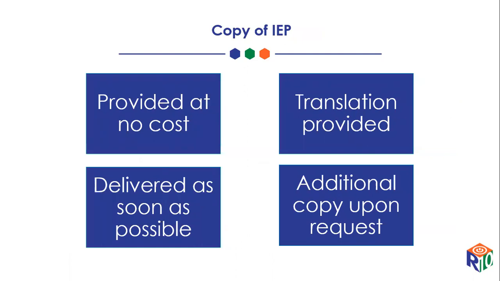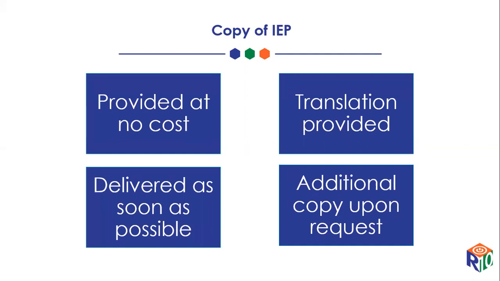Copy of the IEP. The school should provide a copy of the IEP to you as soon as possible following the end of the ARD meeting. Best practice would be to discuss with the school at the end of the meeting as to when you can expect to receive the written copy of the IEP document. The copy of the IEP should be provided to you at no cost. If English is not your first language, the school must make a good faith effort to provide a written copy or audio recording of your child's IEP translated into your native language.